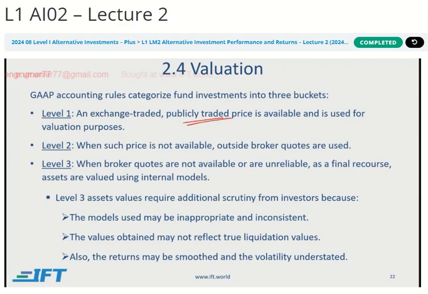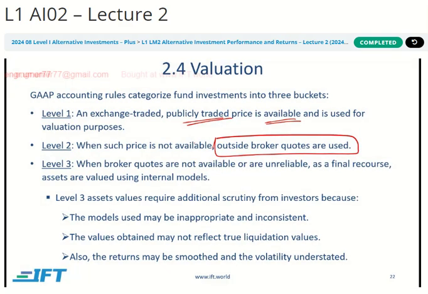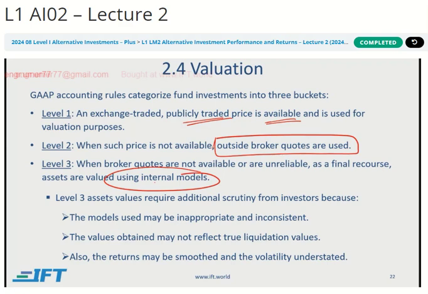So obviously, the best is if it's publicly traded, the price is available, just use that for valuation, and ideally use the bid for long and ask for short. But if the price is not available, then you need a quotation. So you need to talk to the broker and ask them, hey, can you please give me a quote so that I can value my investment? And if that is also not available, then you need to start using internal models.